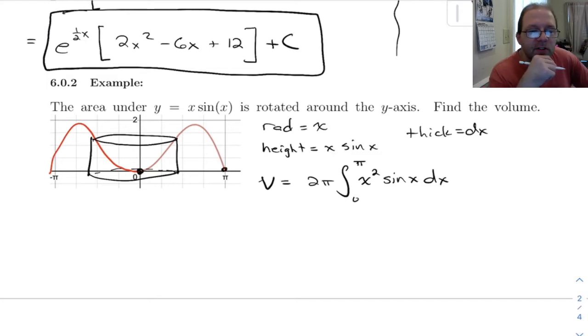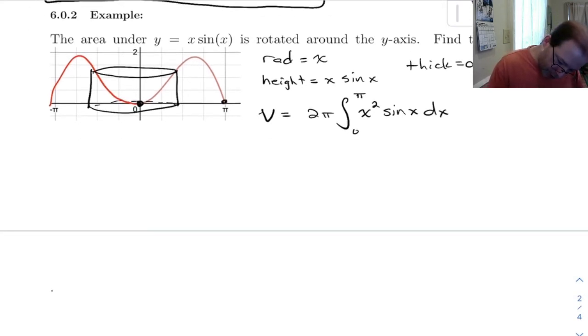So this gives us an integral where we have to use tabular, or where we have to use integration by parts. And the best way to do this is tabular, since it's x squared times sine x. All right, so I'm actually going to do the tabular part over here. You got x squared and then sine x. So you get 2x, 2, and 0.